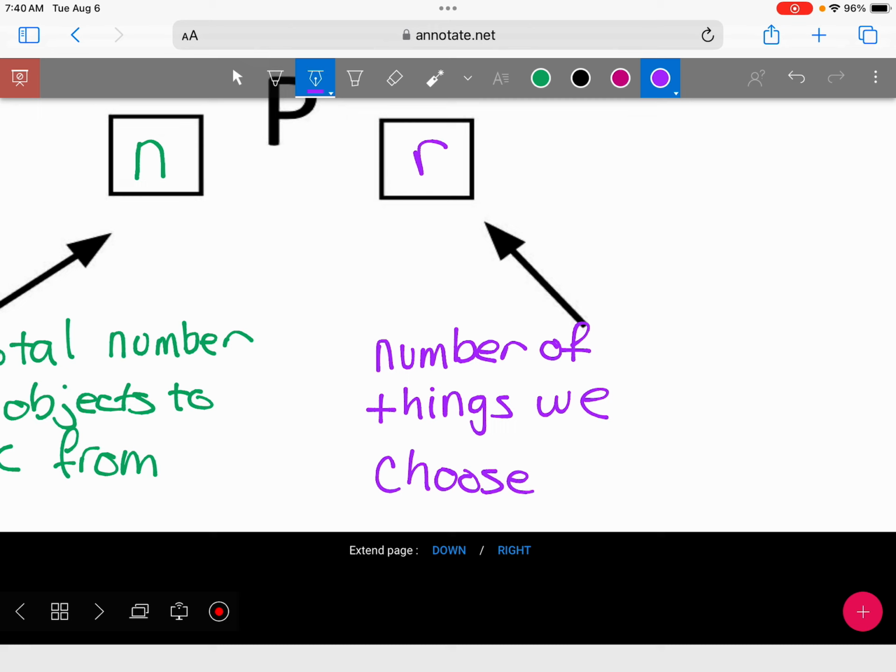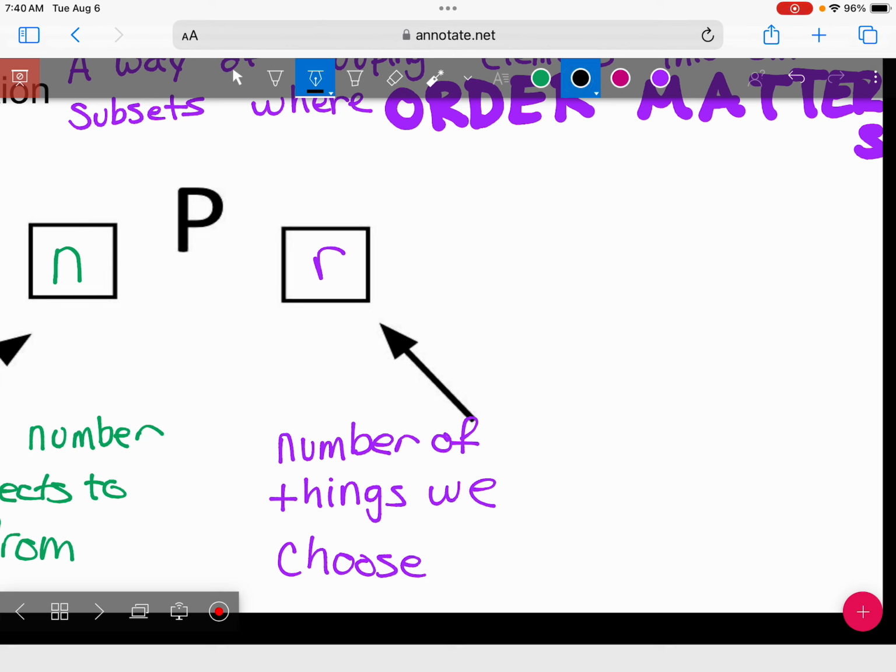And the formula for how we calculate this number involves factorials, which is why we talked about those a second ago. Because the formula we use is going to be n factorial over parentheses n minus r as a quantity, so in parentheses, that factorial. So there's 2 factorials here.